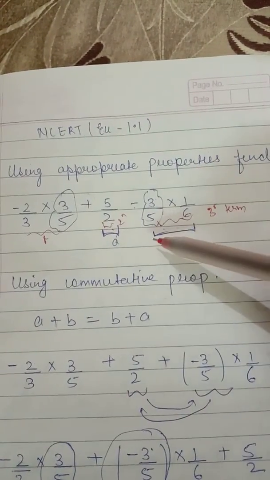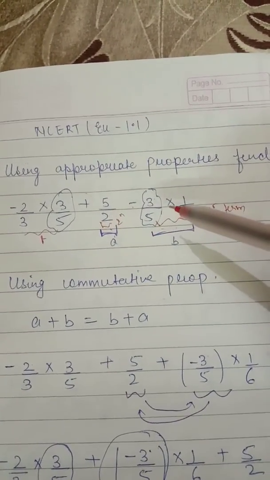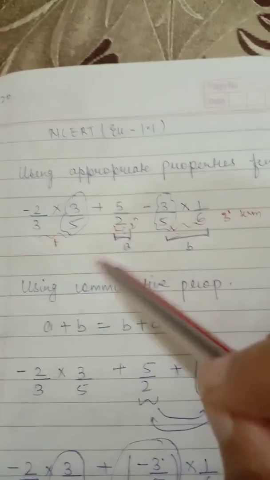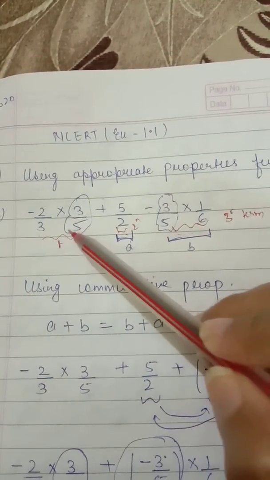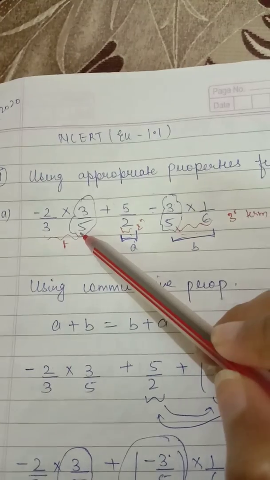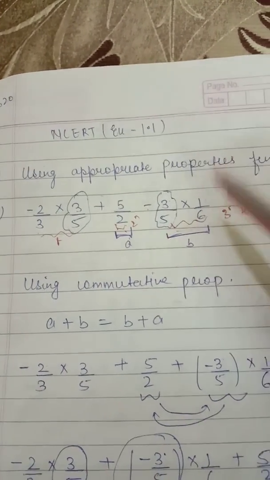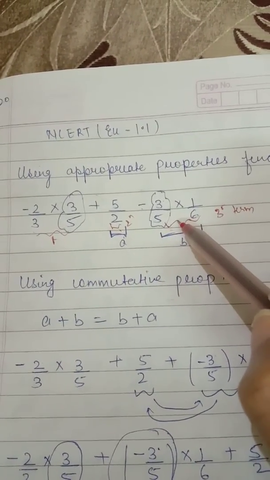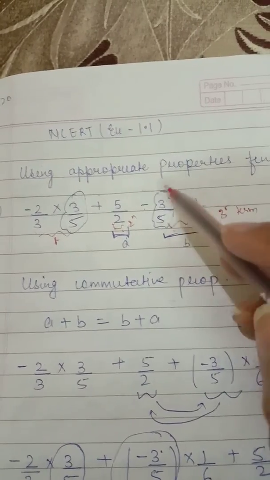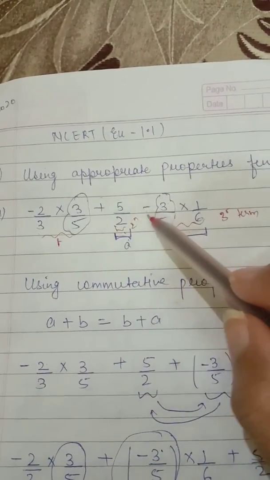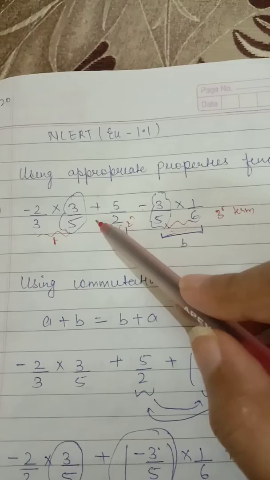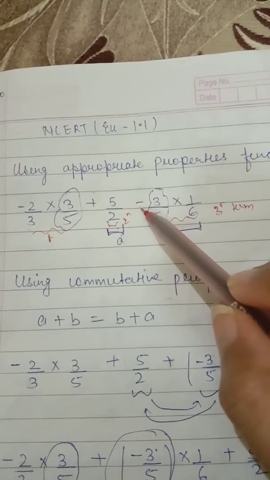So in this question you will first see how many terms are present. So see here, this is your first term, this is your second term, and this is your third term, which are separated by the sign of positive and negative under the operation of addition and subtraction.